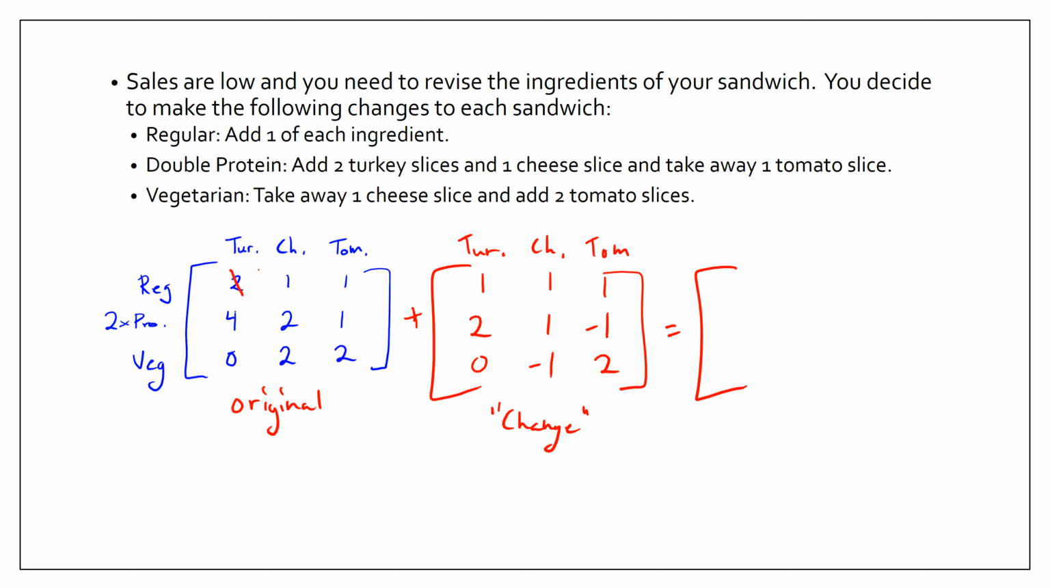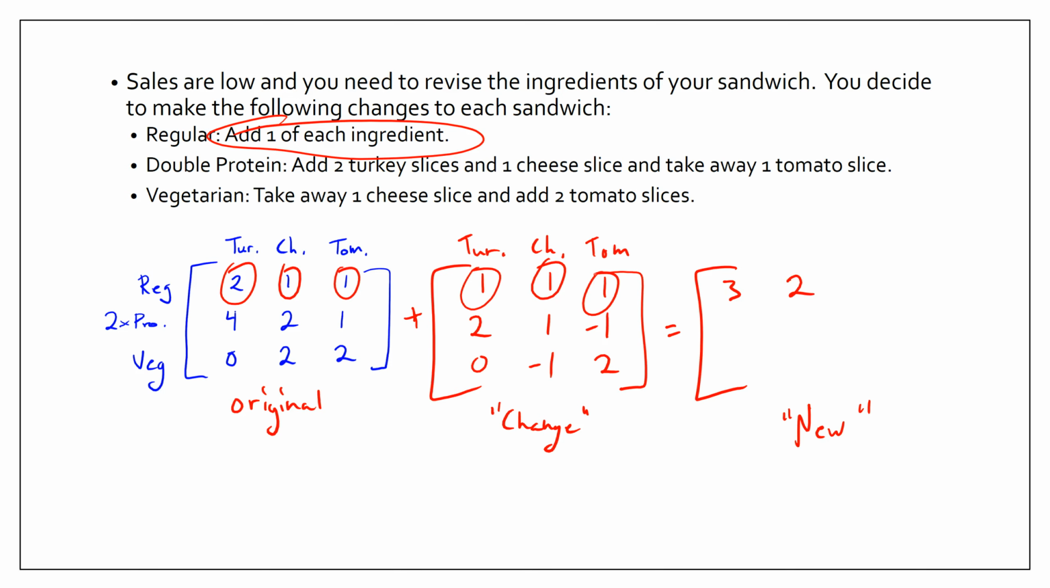Didn't we say that this 2 should become 3 because I'm adding 1 of each ingredient? And that's exactly how matrix addition works. I'm going to take this 2 plus this 1, and in my new matrix, this is kind of representing what the new ingredients are. I have 3. Again, I started with 1, I'm adding 1, now I have 2. I started with 1, I'm adding 1, now I have 2. See what I'm doing here? I'm just taking the corresponding entries and adding them together.